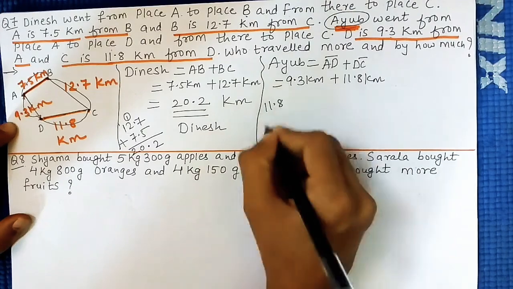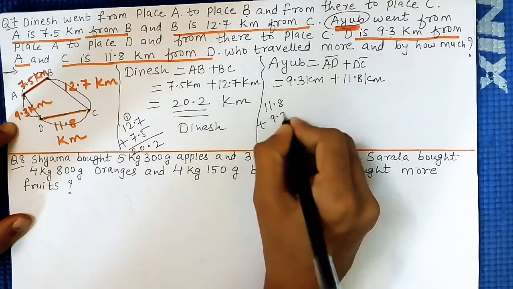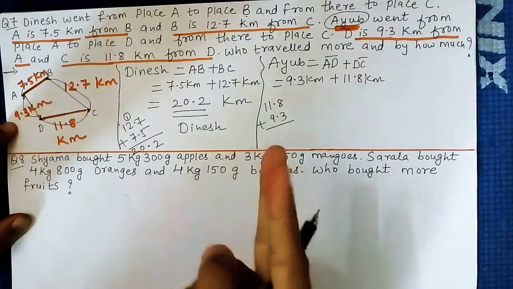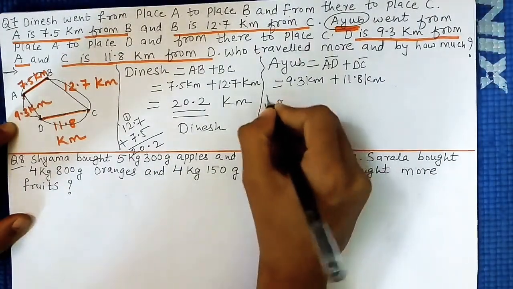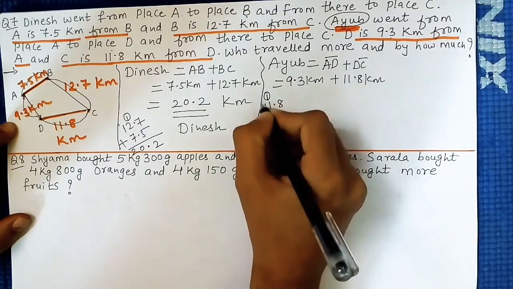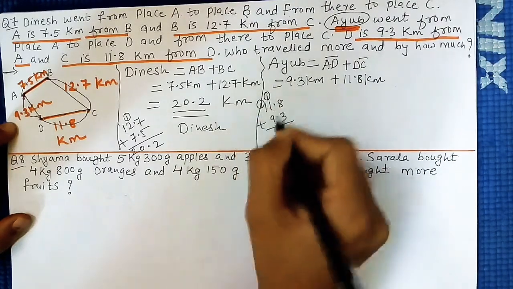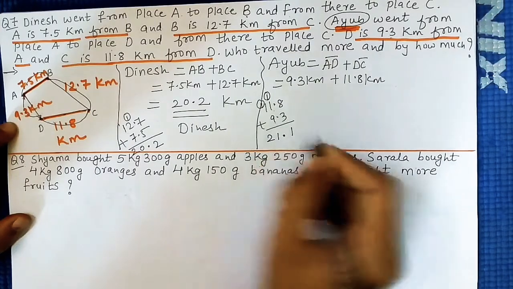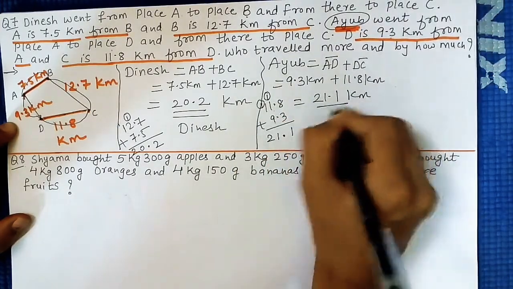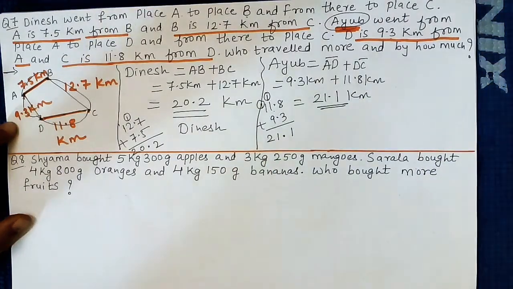So 11.8 plus 9.3. Let us add up. So 8 plus 3, 8, 9, 10, 11. So 1, carry 1. Here 9, 10 and 1, 11. So again 1, carry 1. 1 plus 1, 2. So 21.1 kilometer. This much distance is travelled by Ayub.